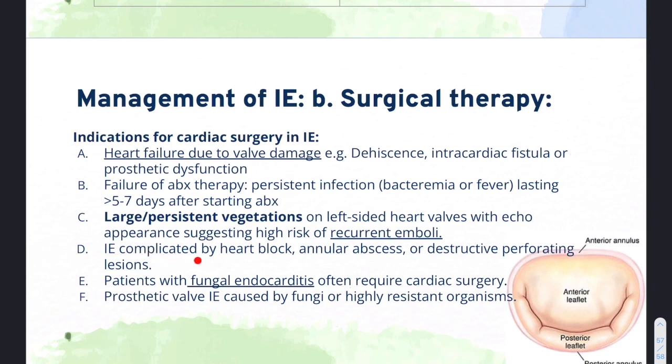Infective endocarditis complicated by heart block, annular abscess, or destructive penetrating lesion. Patients with fungal endocarditis, always the treatment would be cardiac surgery. And prosthetic valve infective endocarditis caused by fungi or highly resistant organisms.